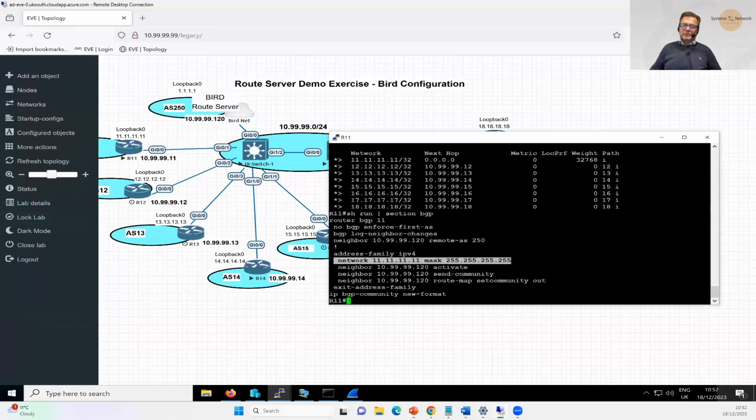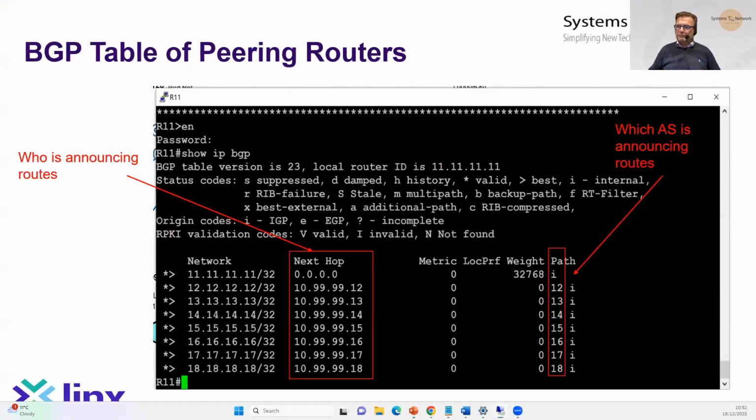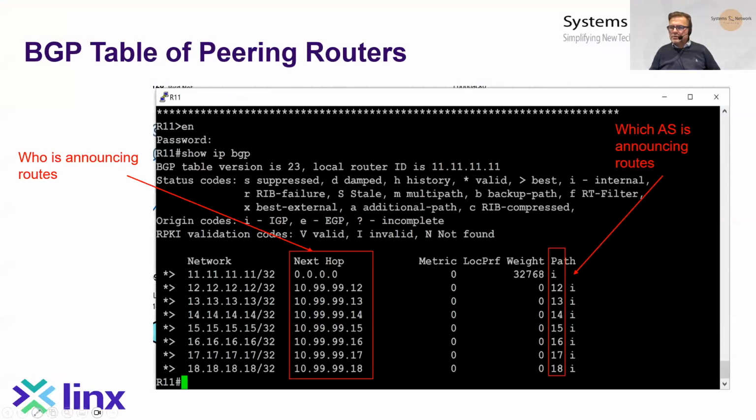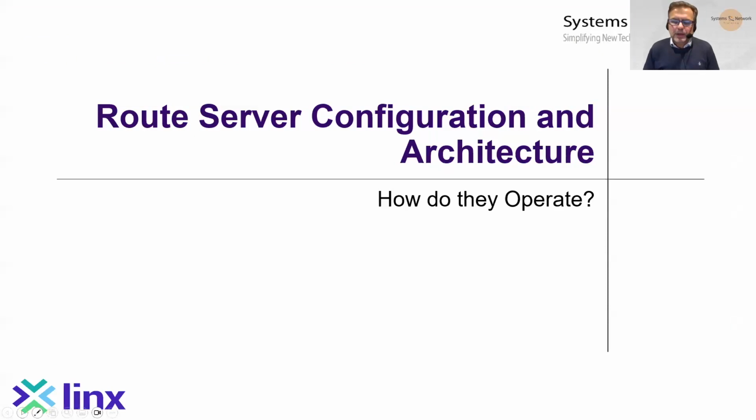Okay, so in conclusion, for this first part of the presentation, what route servers are giving us is the simplification of only having one route server or one BGP router to peer with when you are a member of the Internet Exchange.